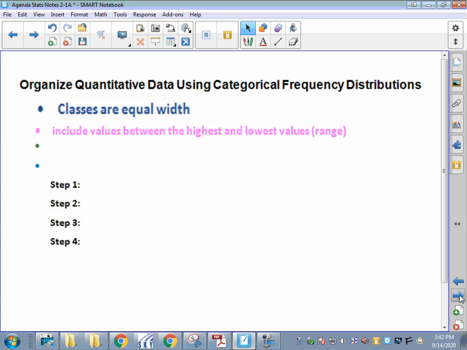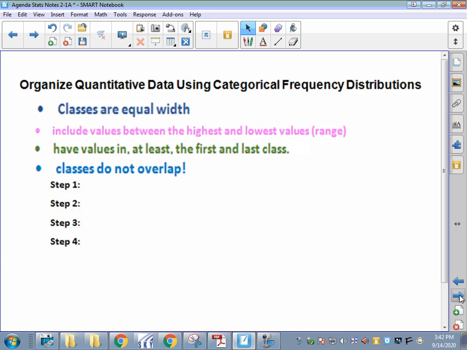You have to make sure that all values between your highest and lowest values are included. So your range of values, you can't start with 20 if your lowest value is 15. 15 would not end up on your frequency table. You have to have values in at least the first and last class. You could have no values in one of the ones in the middle, but you have to have a value in the start and the value in the last. And last but not least, your classes may not overlap. I can't have a number that could potentially go in 2 different classes. That's a problem. It's not a correctly put together table.